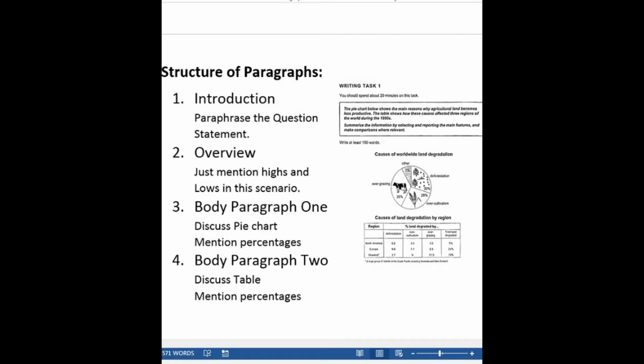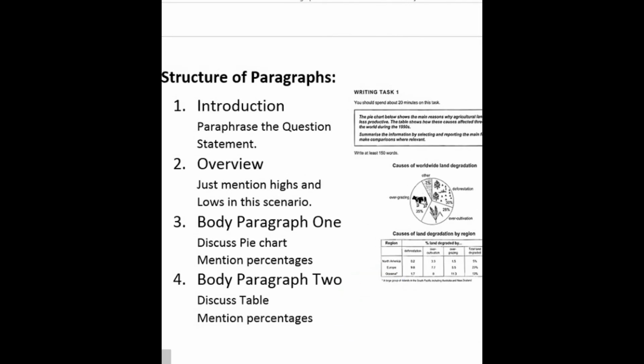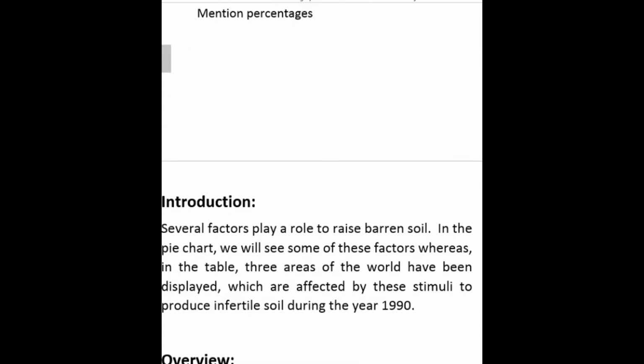Next is going to be our body paragraph 1, and in it we will discuss the pie chart and mention percentages. Simple, because this is a very straightforward diagram. So we will describe the first diagram, which is a pie chart, and we will mention the numbers or percentages whatever we have got. And next we have body paragraph 2, and we are going to discuss the table and mention percentages or numbers whatever we have in that table. Of course, that should be our second choice. Now let's see our paragraph content one by one.